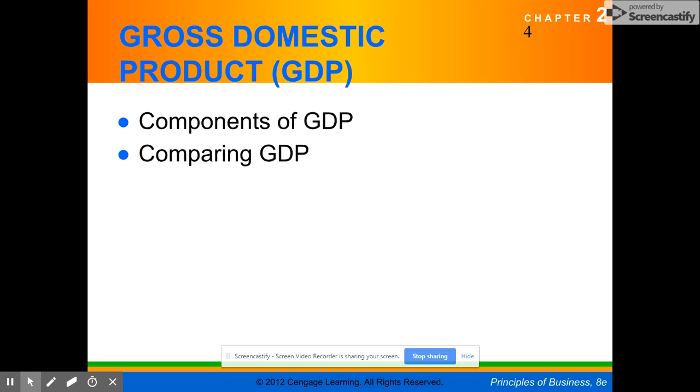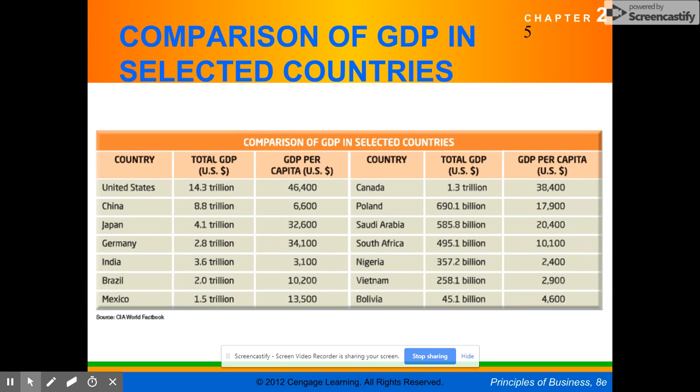The first one is gross domestic product, or GDP. And that is the total value of all final goods and services produced in a country during any given year. Here is an example of 1 year of GDP comparisons between different countries. As you can see, the US there is at the top with $14.3 trillion worth, with China behind us with 8.8.